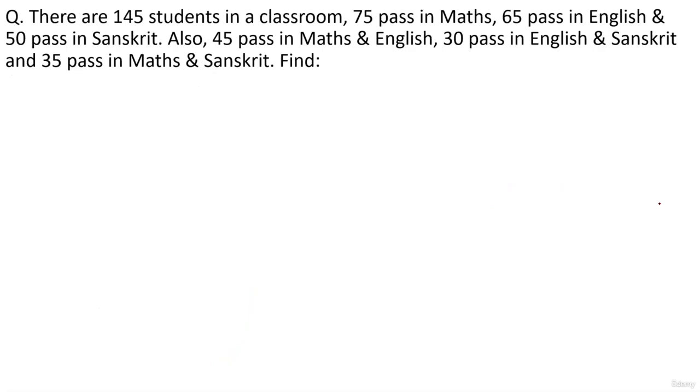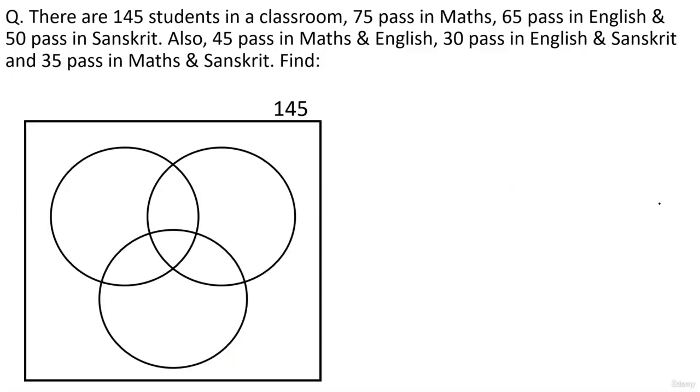There are 145 students in a classroom. 75 pass in maths, 65 pass in English, and 50 pass in Sanskrit. Also, 45 pass in maths and English, 30 pass in English and Sanskrit, and 35 pass in maths and Sanskrit. Fine. Okay. Again, set of values.